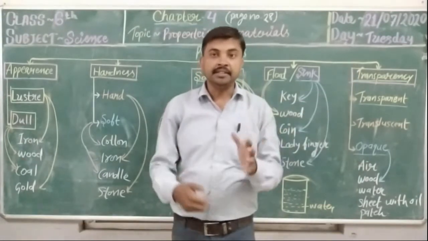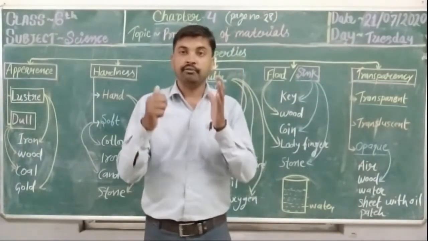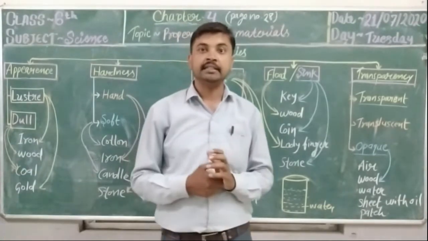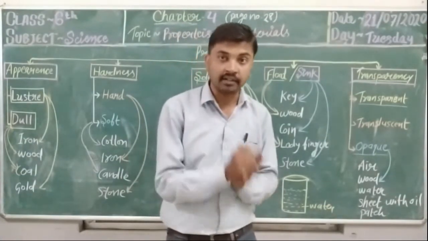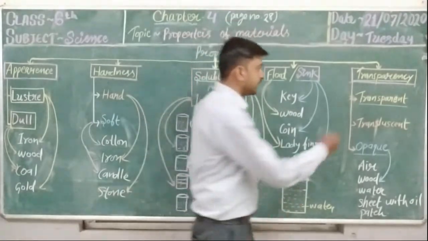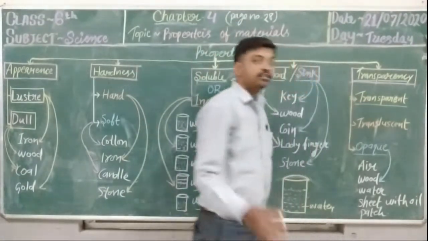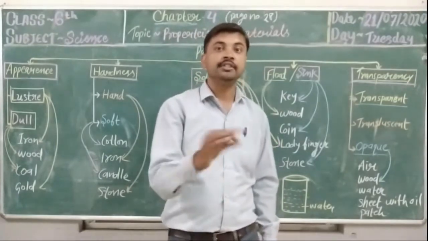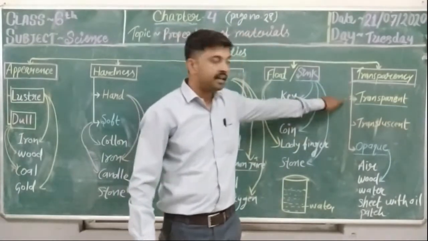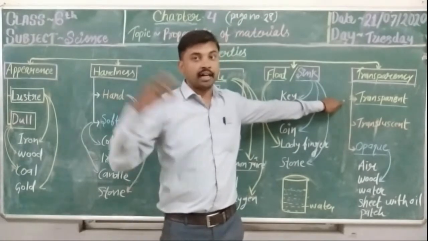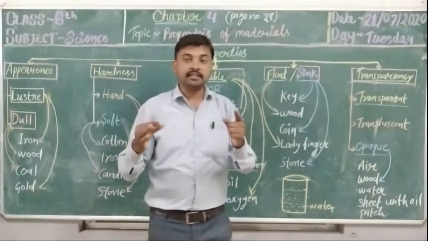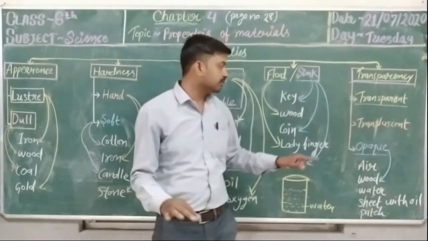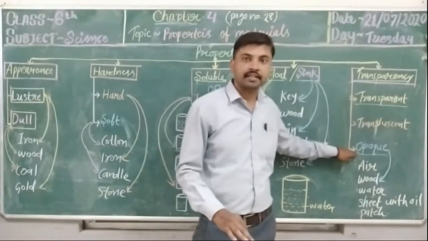Transparency, it means the substance through which things can be seen is known as transparent substance. What is transparent substance? The substance or the material through which things can be seen is known as transparent substance. And on the other hand, the substance through which things cannot be seen is known as opaque substance.